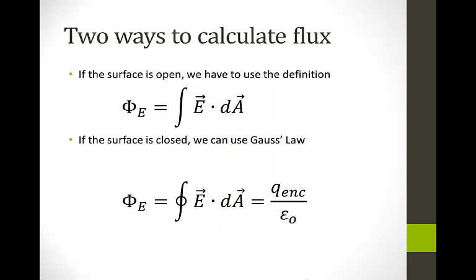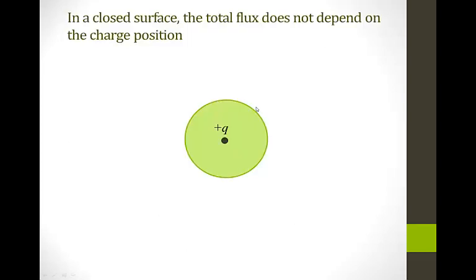So there are two ways to calculate the electric flux. If you have an open surface, then you have one option: the electric flux is the integral of E dot dA. There is no other option, because in this case it's an open surface. When you have a closed surface, you can use this equation, but also you can use Gauss's law. So the total flux through a closed surface equal to the charge enclosed over epsilon naught is just for closed surfaces.